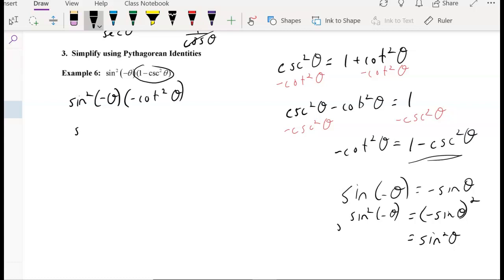So this is sine squared theta, and the cotangent is cosine over sine. So this is going to be negative cosine squared theta over sine squared theta. Sine squareds cancel, and there we have negative cosine squared theta.